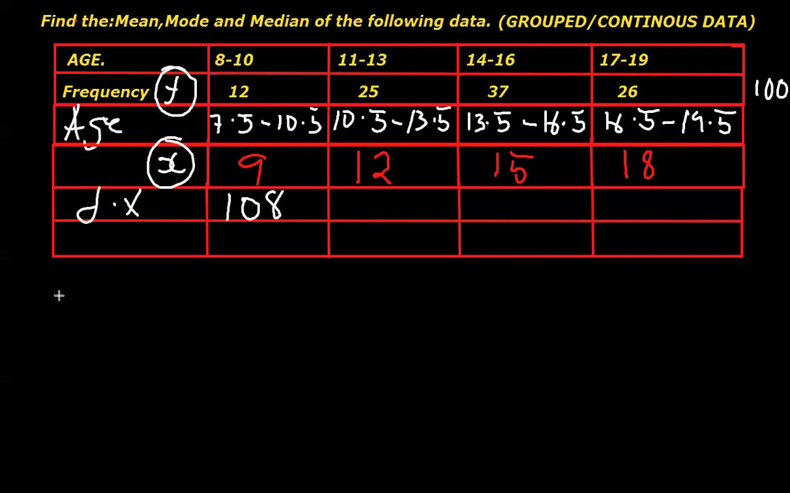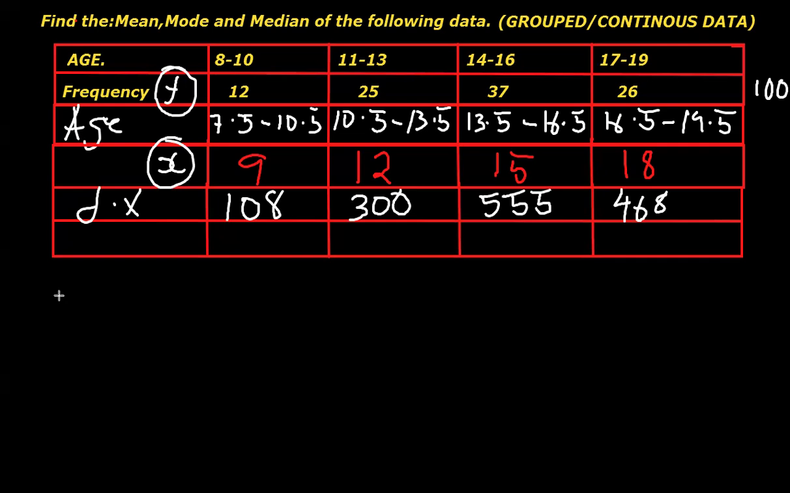Done. Now what is 25 times 12? That gives us 300. Good. Now what is 37 times 15? That gives us 555. Good. What is 26 times 18? That gives us 468. There it is. So we have fx.